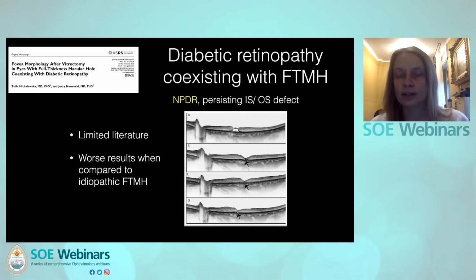Another rare indication and rare coexistence of full thickness macular holes is diabetic retinopathy. What is interesting and a little different from idiopathic cases is that even in non-proliferative diabetic retinopathy, in most cases, the results are worse than in idiopathic eyes, and we observe some small persisting photoreceptor defects many months after surgery.